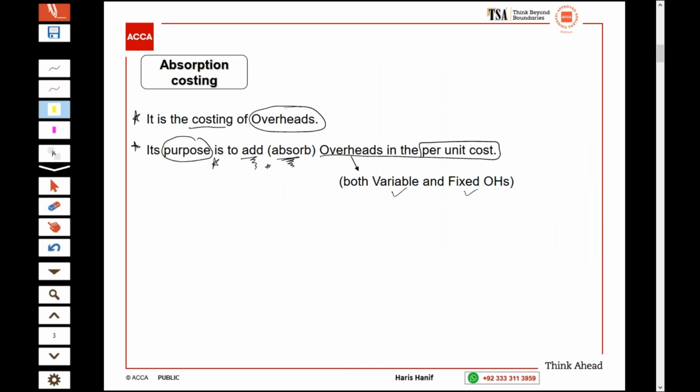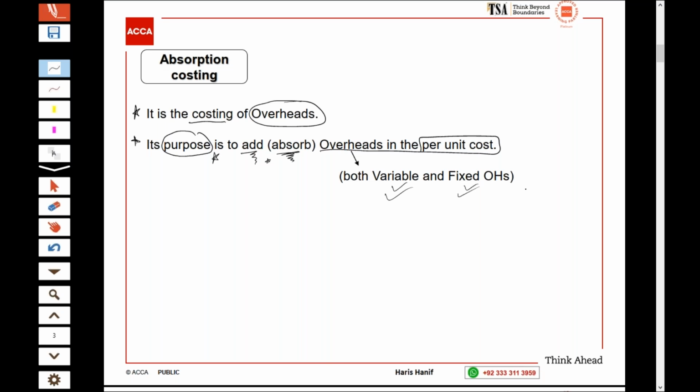Now, what does absorption costing aim at? What is absorption costing? It is the costing of overheads. Simple. And what is its purpose? Its purpose is to absorb overheads in the per unit cost, that is both variable and fixed overheads. So absorption costing aims to add overheads in the per unit cost.